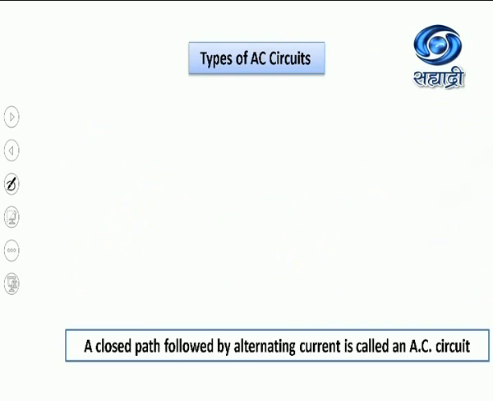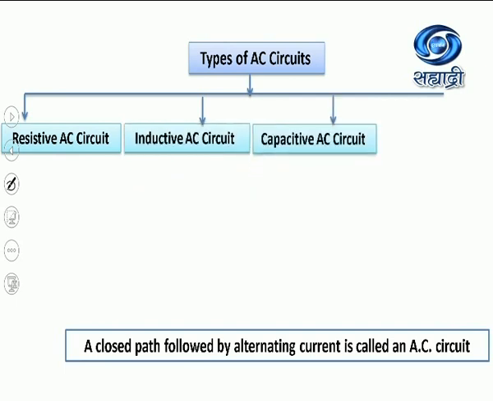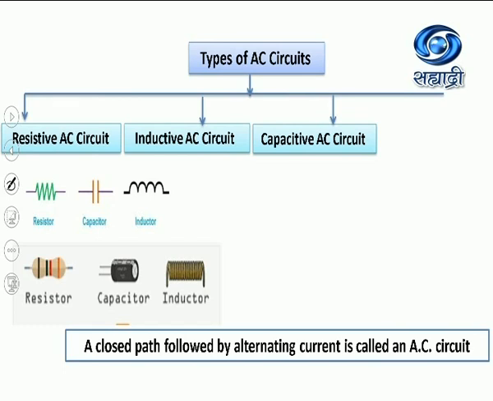Next topic is types of AC circuits. A closed circuit carrying alternating current is called an AC circuit. There are four types of AC circuits. First, resistive AC circuit. Next, inductive AC circuit. Next, capacitive AC circuit. Here we can see in the picture a resistor, capacitor and inductor, and how they look. And the fourth one is the resonance circuit.